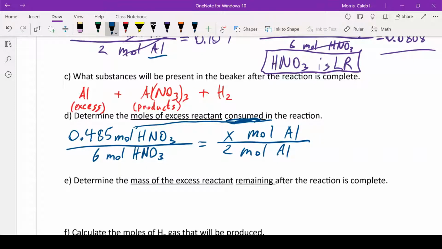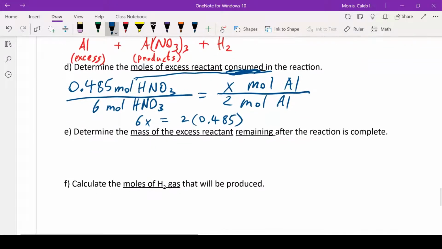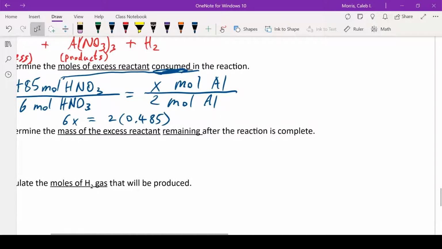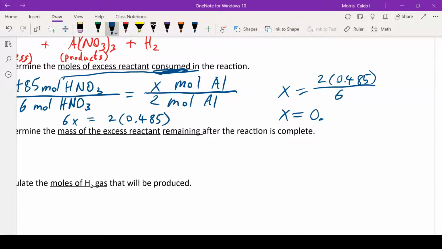So we could rearrange and say 6X equals 2 times 0.485, or we could even take that over here and say X equals 2 times 0.485 divided by 6. And putting that in your calculator, you ought to get something like 0.16, and then it's 1/6, so that rounds up to 2.